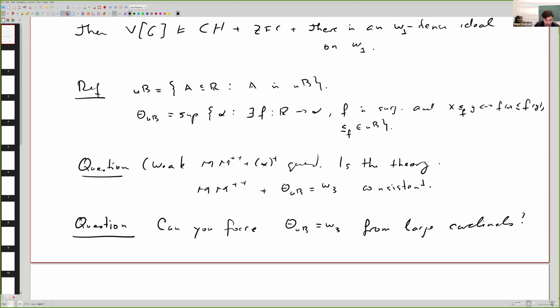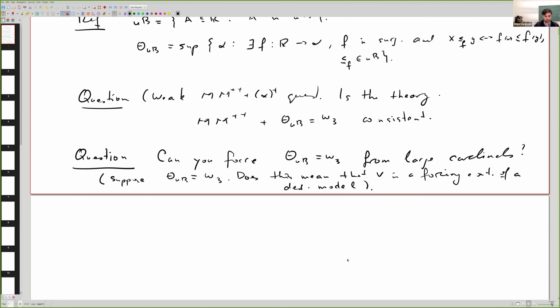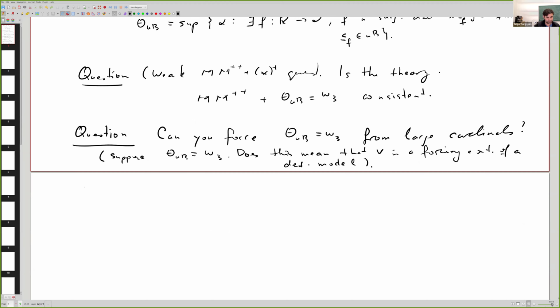So the point of the question is, suppose theta UB is omega-3. Does this mean that we are in a forcing extension of a model of determinacy? The same you can ask about omega-2. I don't know how to force theta UB is omega-2. Can you force it?